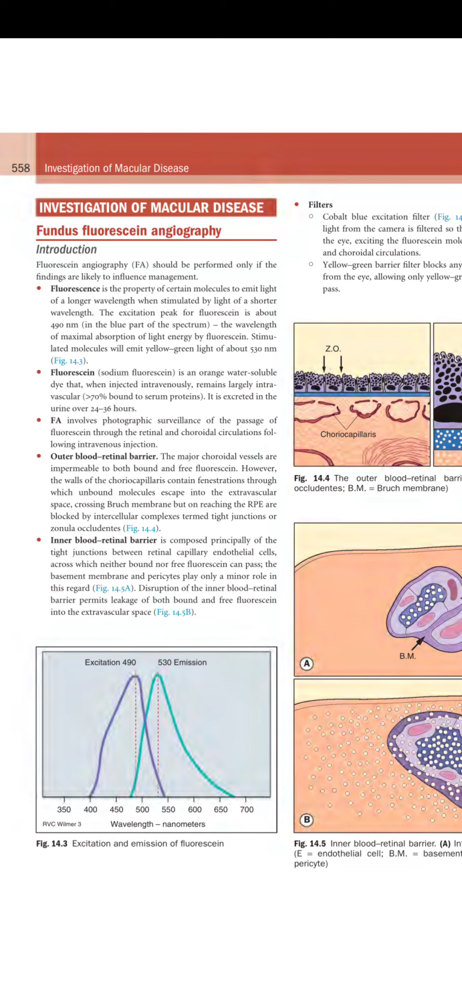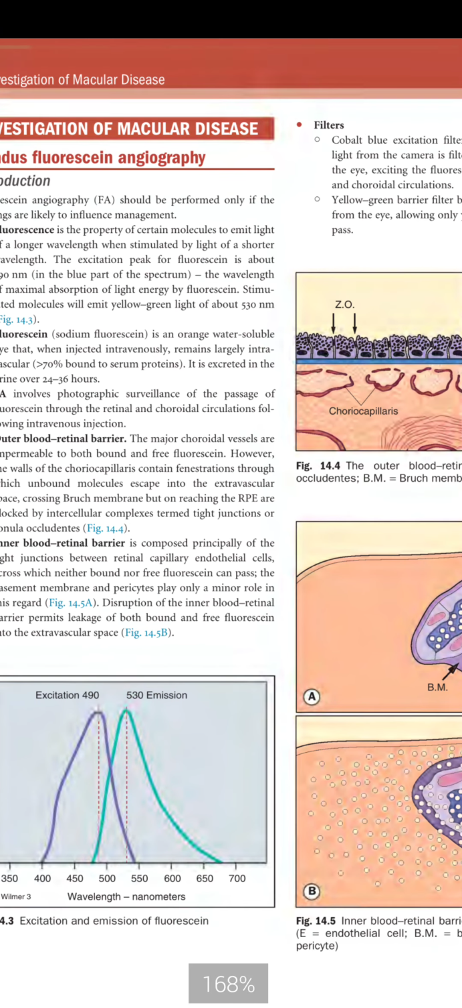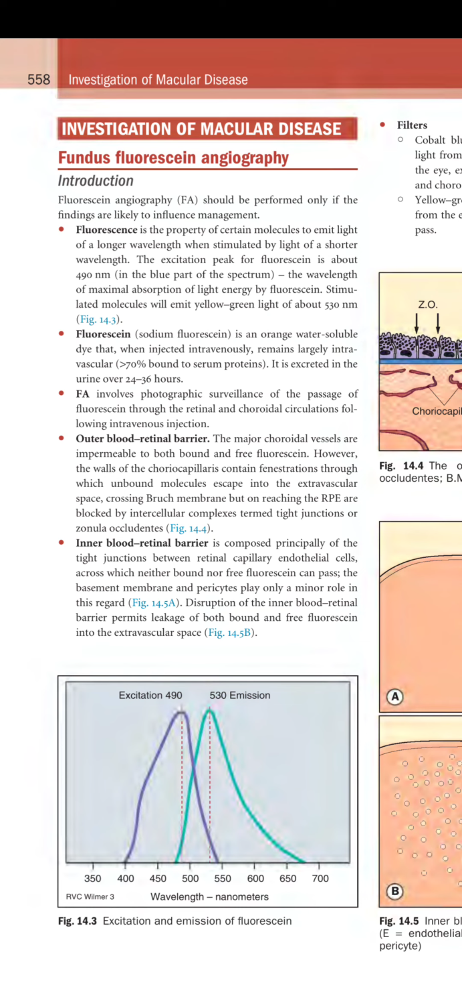Fluorescein angiography involves photographic surveillance of the passage of fluorescein through the retinal and choroidal circulation following intravenous injection. There is a very important point: there is an outer blood retinal barrier and an inner blood retinal barrier. In the outer blood retinal barrier, the major choroidal vessels are impermeable to both bound and free fluorescein.